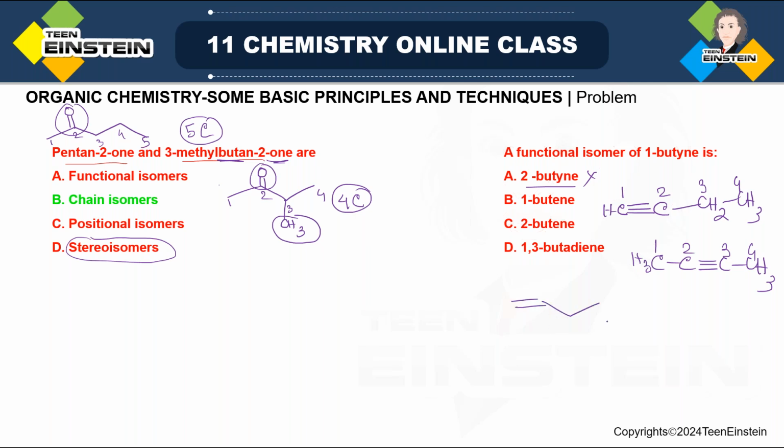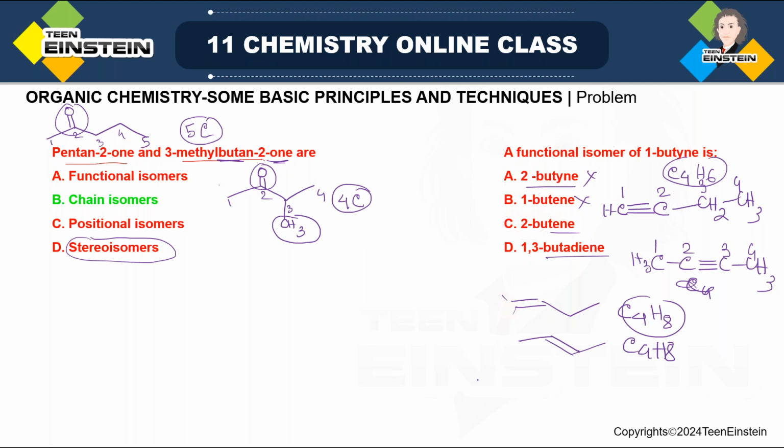Then 1-butene. 1-butene is this molecule. But here the molecular formula is not the same. Here it is a triple bond, here it is a double bond. See, it is C4. Basically it is C4H8. But here it is C4H6. So C4H8 and C4H6, the formulas are not the same. So how can it be? 2-butene will also not be the same, because for 2-butene it is again C4H8.